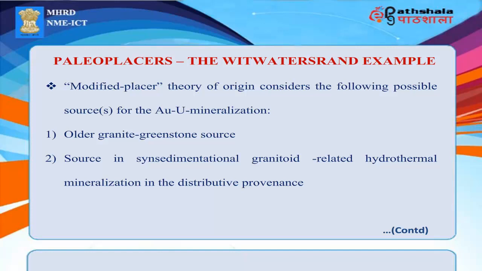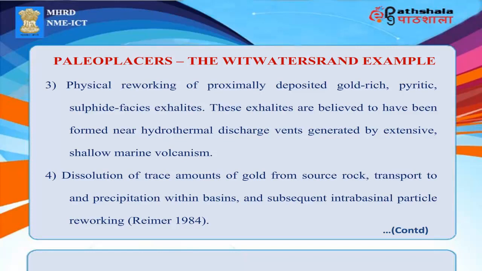The modified placer theory of origin considers the following possible sources for the gold uranium mineralization. Number 1, older granite greenstone source. Number 2, source in sedimentation granitoid related hydrothermal mineralization in the distributive province. Number 3, physical reworking of proximally deposited gold rich pyritic sulfide facies exhalites. These exhalites are believed to have formed near hydrothermal discharge vents generated by extensive shallow marine volcanism. Number 4, dissolution of trace amounts of gold from source rock, transport to and precipitation within basins, and subsequent intrabasinal particle reworking, according to Reimer 1984.